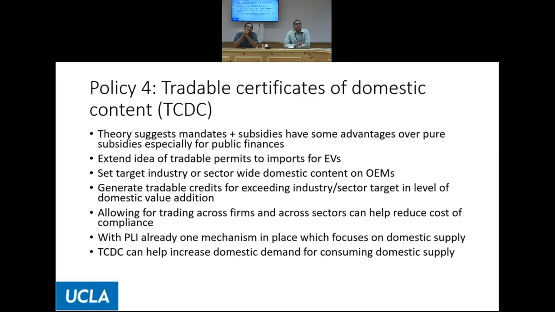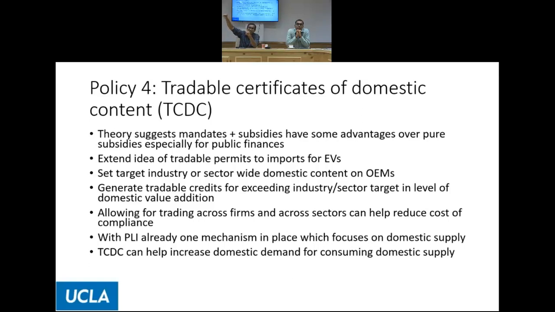So the idea I had, which I presented to Badri, was: could we extend this idea of tradable permits to imports? Again, people who work daily with the WTO rules can tell me, hey, this won't fly, if this is violating something. So the idea is to extend tradable permits to imports for EVs. Essentially, set a target for industry or sector-wide domestic content on OEMs. The PLI scheme is on manufacturing. Just like a mandate on OEMs to sell cars, we can think of a mandate that across the industry, for electric vehicles, we want 75% to be domestic content value. If you look at the final value of the car, 75% of the car value has to be domestic.